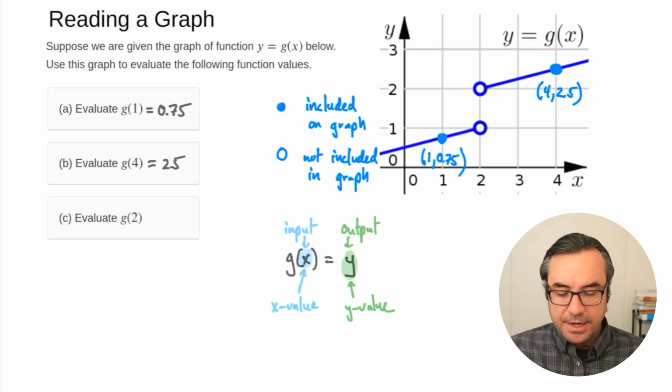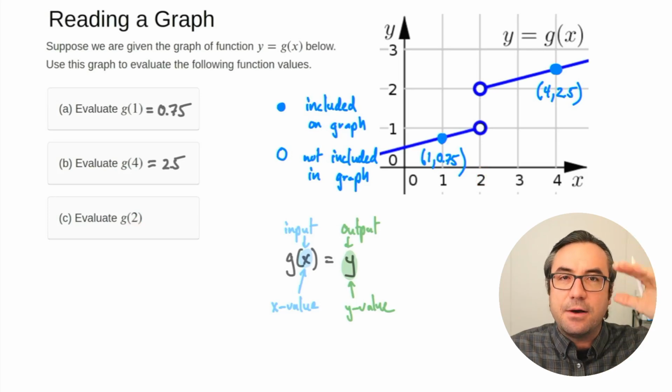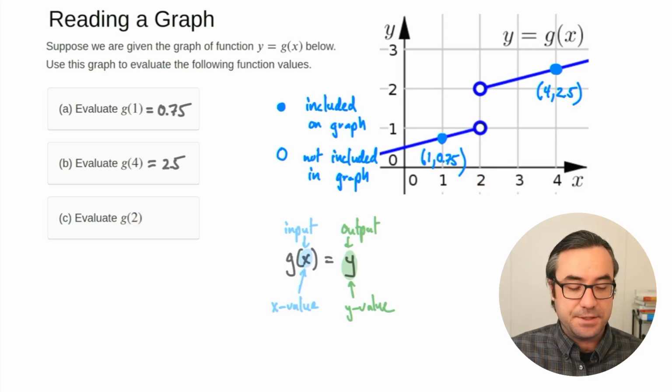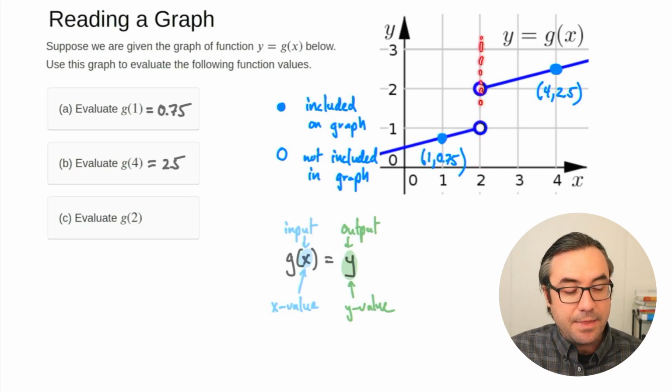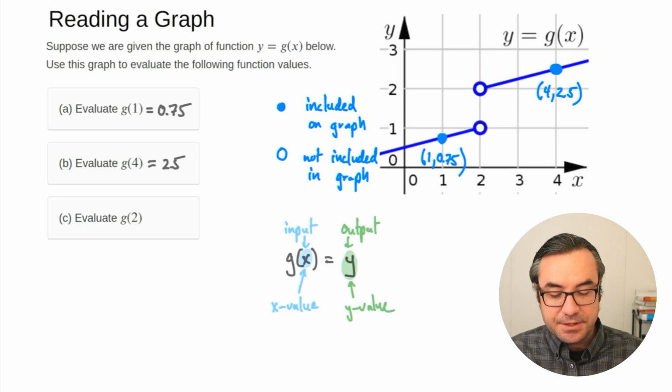All right, so when we look at x equals 2, again, we want to scan up and down, and we're looking for a filled in point. So when I do this, that point's not included, so I need to keep looking. I keep going. This point is also not included. So I keep looking, and then nothing. So in this case, we say that g of 2 is undefined.